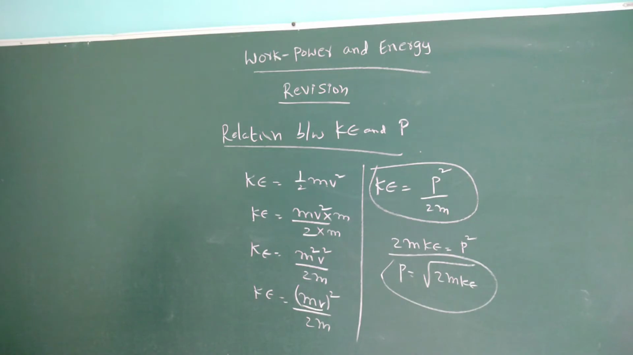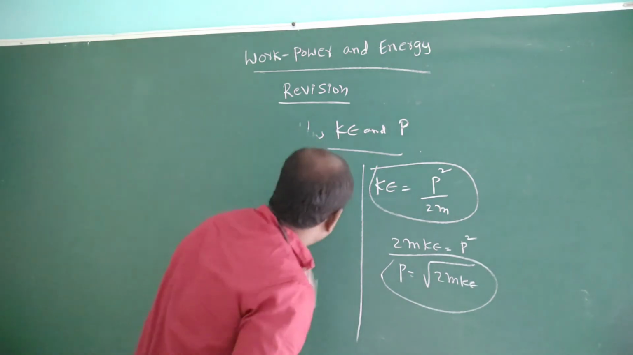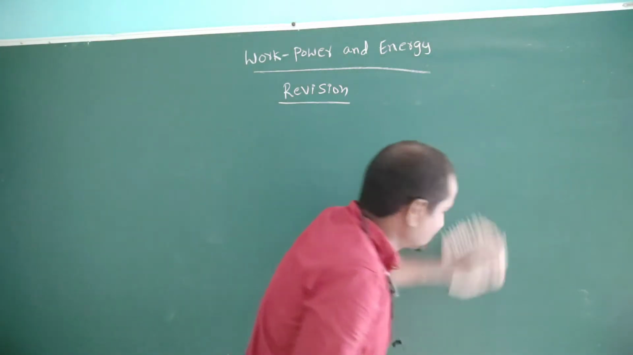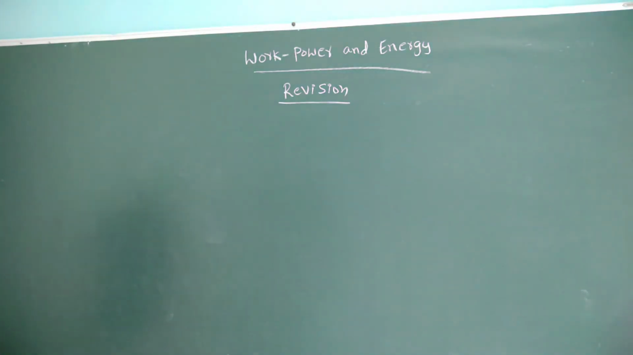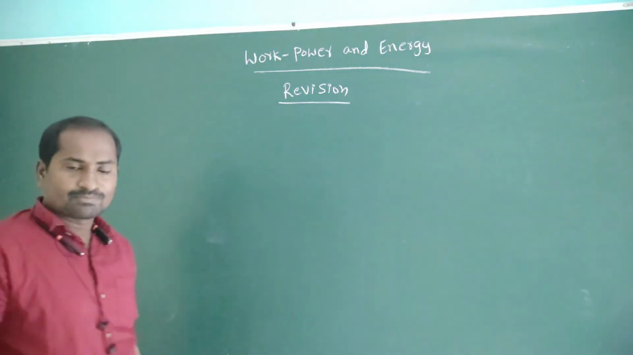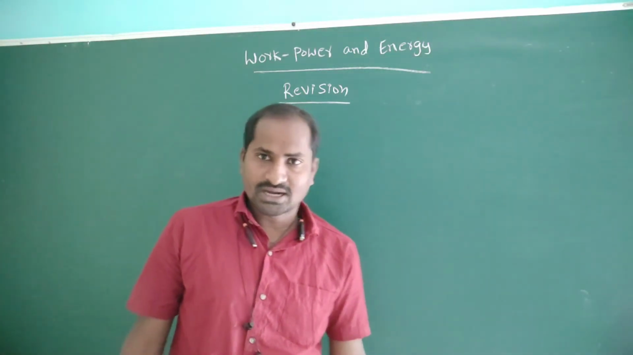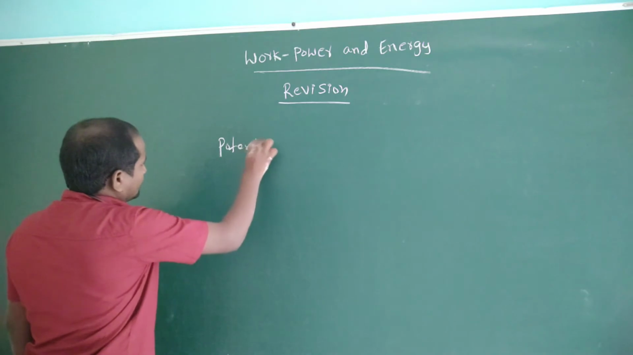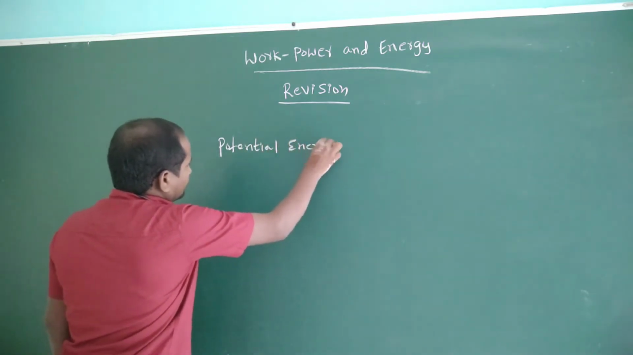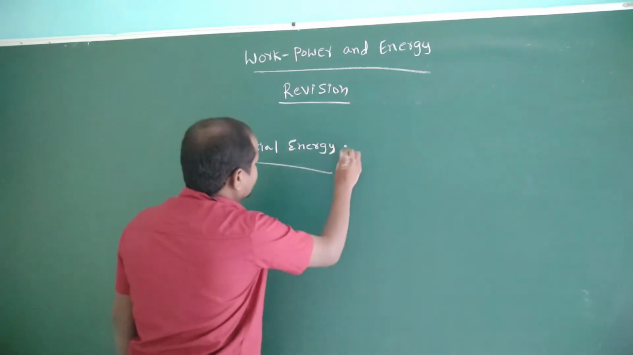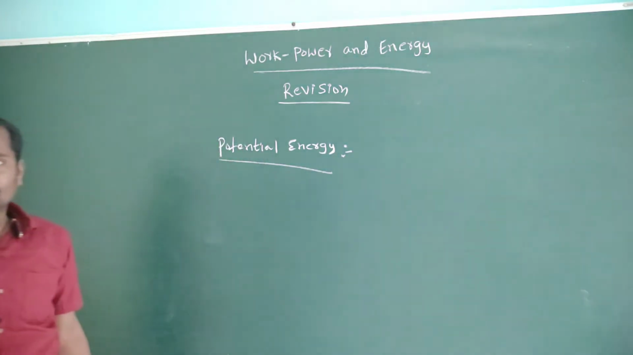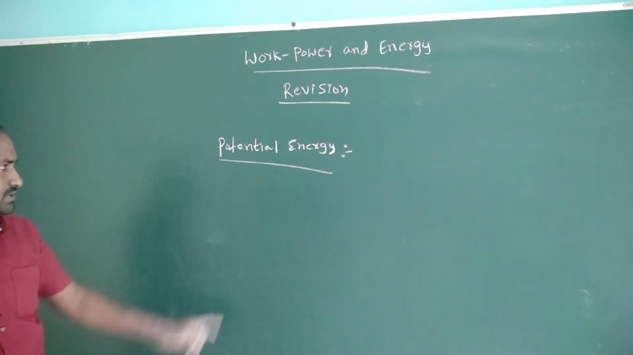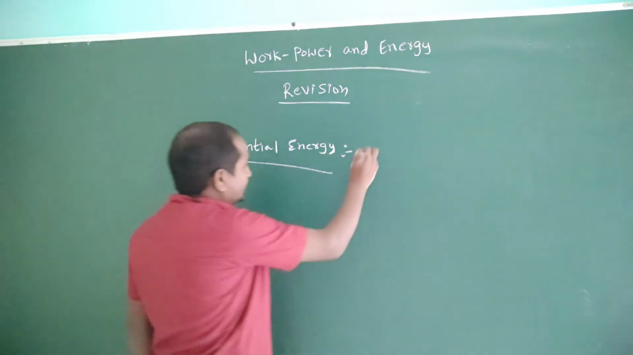Now potential energy. Moving bodies are the example for the kinetic energy. For example, a moving car, moving bike, moving vehicles are examples for kinetic energy. Now potential energy. The energy possessed by a body on account of its position is called potential energy.